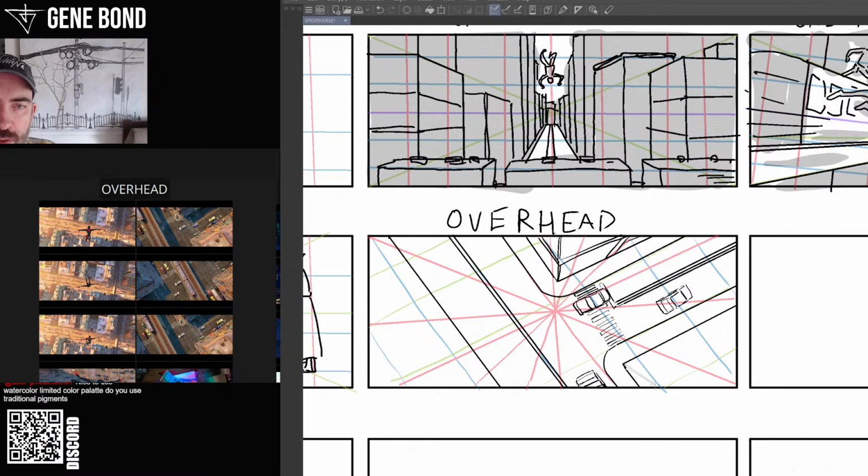Traditional. I'm not sure exactly what you mean by traditional pigments. It's like earth colors. I like a contemporary color system. So traditional is the old school color wheel, right? Yellow, blue, and red. Yeah, yellow, blue, and red is the traditional color circle.